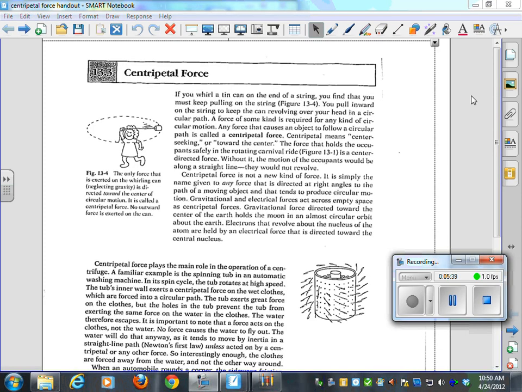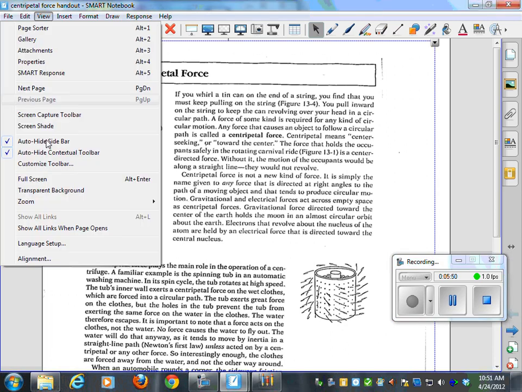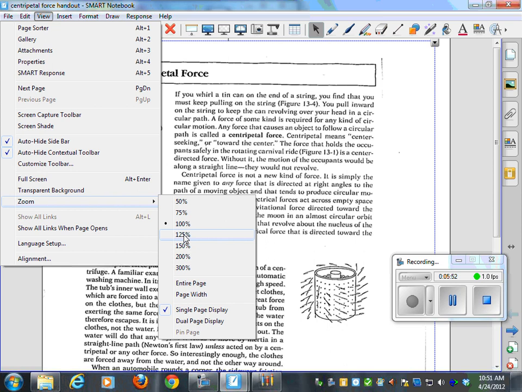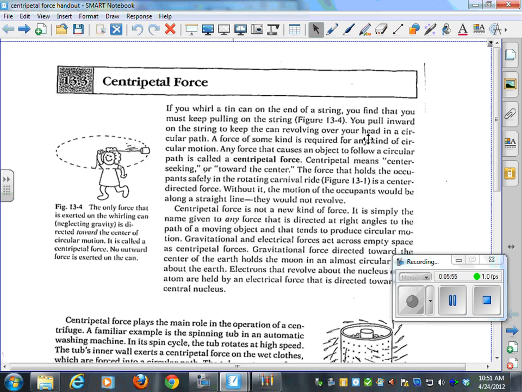All right, so you might recognize some of the graphics from this handout from that quiz, because that's where I got it from. So it says here, if you whirl a tin can on the end of a string, you find that you must keep pulling on the string, and there's a picture of that right here, 13.4. You pull inward on the string to keep the can revolving over your head in a circular path. A force of some kind is required for any kind of circular motion.